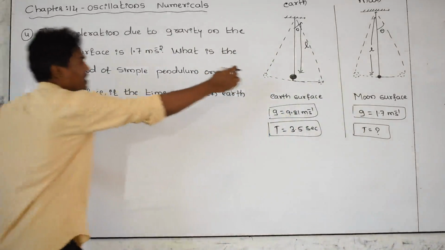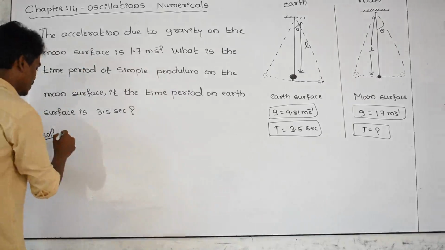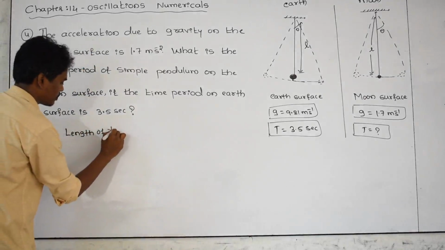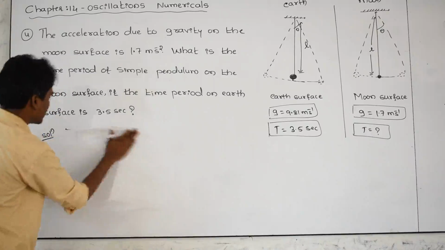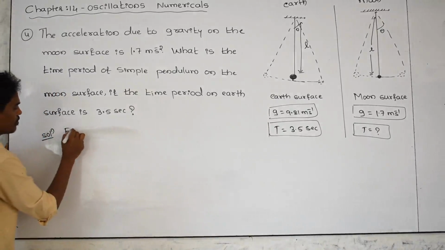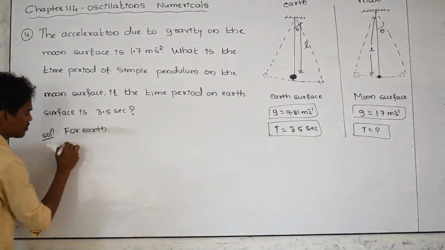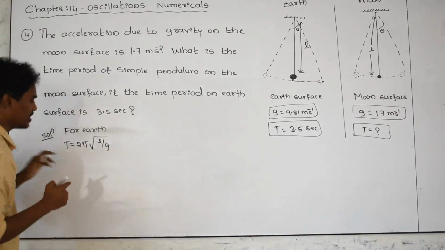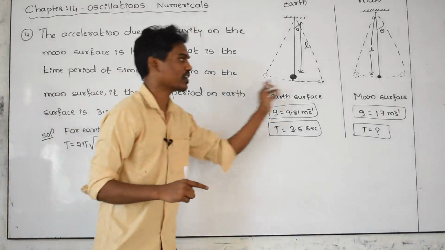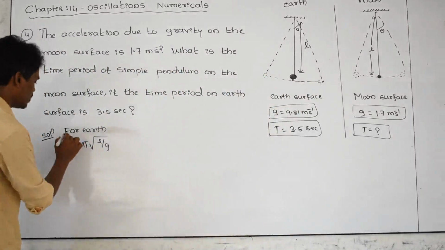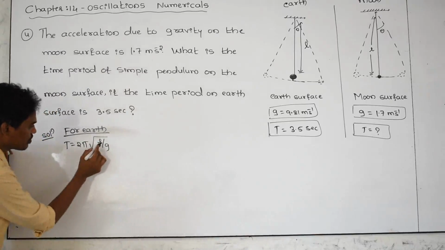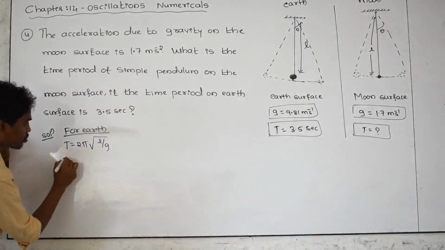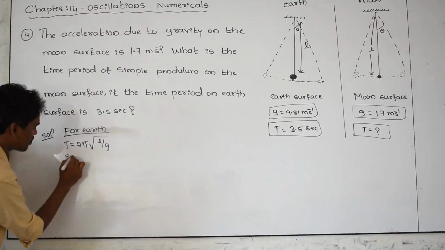First I need to find out the length of the thread. You can take the earth case. For earth, T equals 2 pi root of L by g. L is the length of the thread, and T is the time taken by the body to complete one cycle on the earth surface. Therefore first find the L value, and T is given as 3.5.